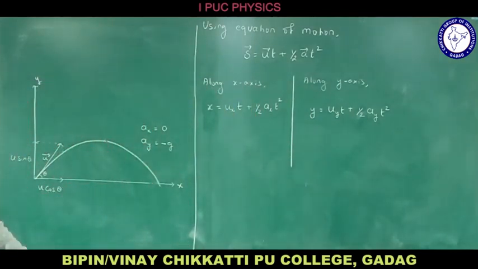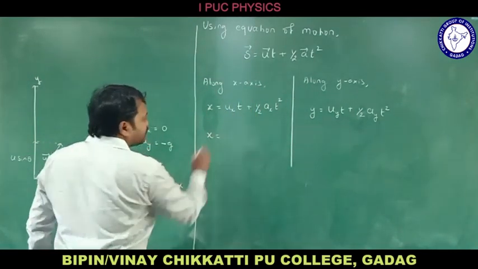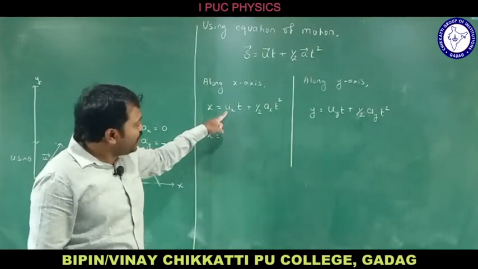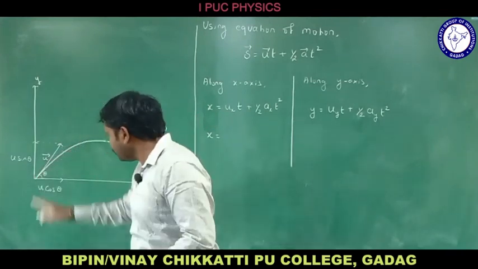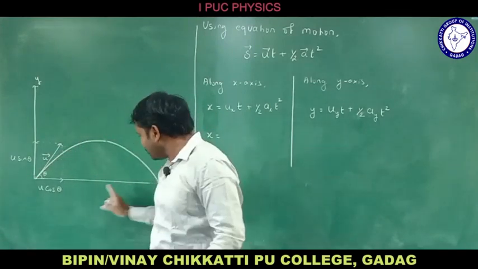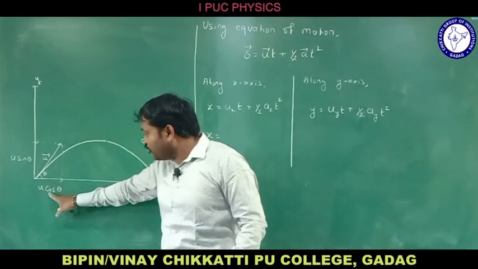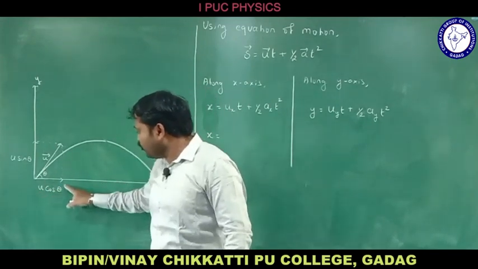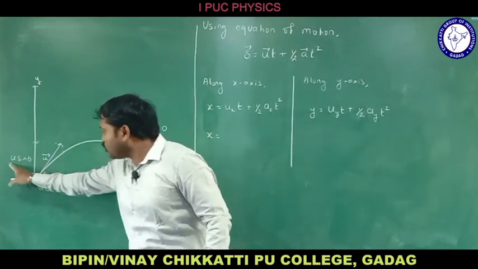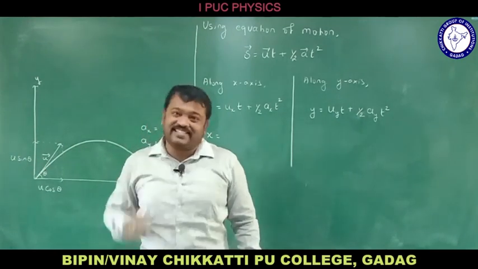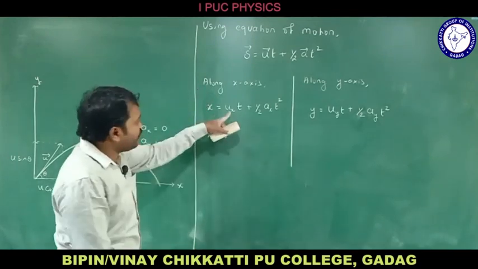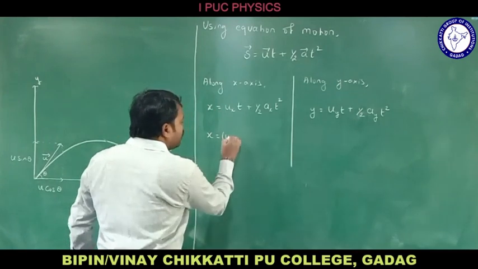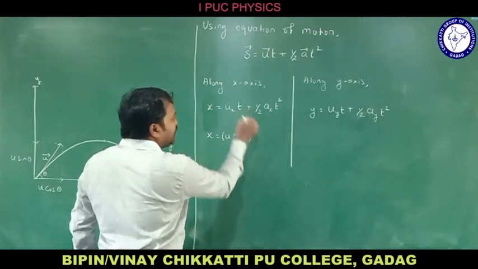Let me continue now. If it is x, shall I take x? What is ux? Ux means component of u along x axis. This is u. What is the component of u along x axis? This is the x axis. The component is u cos theta. This is the component of u along x axis, and this is the component of u along y axis. Ux is the component of u along x axis, which means u cos theta, and this is t.